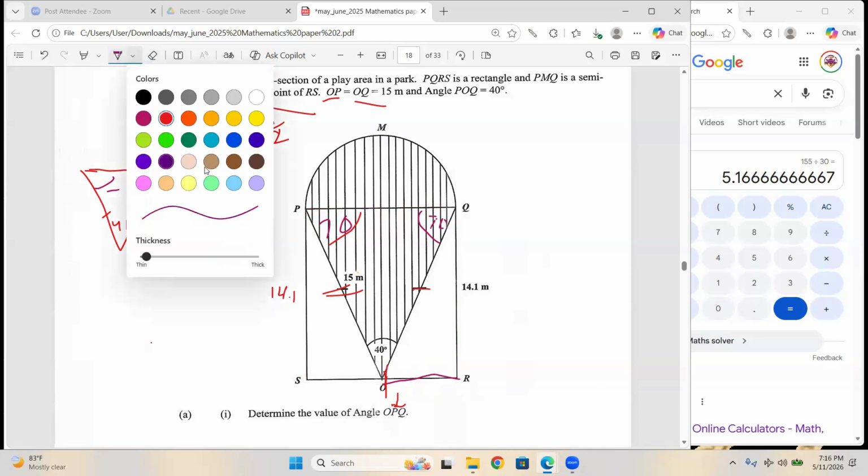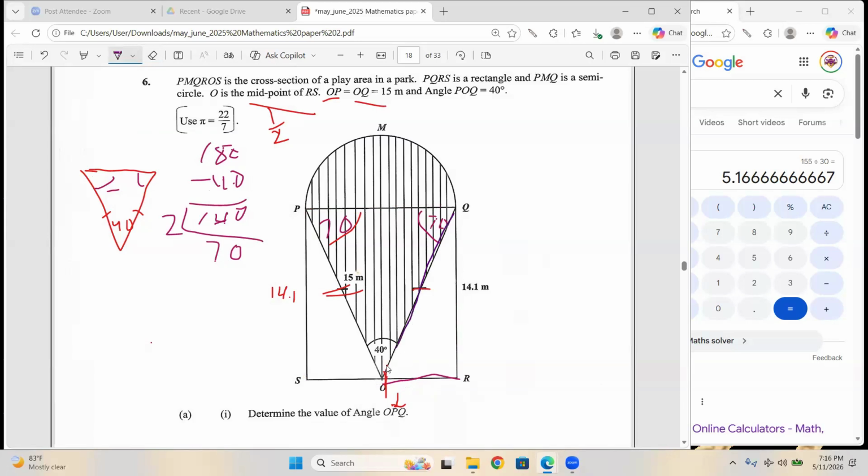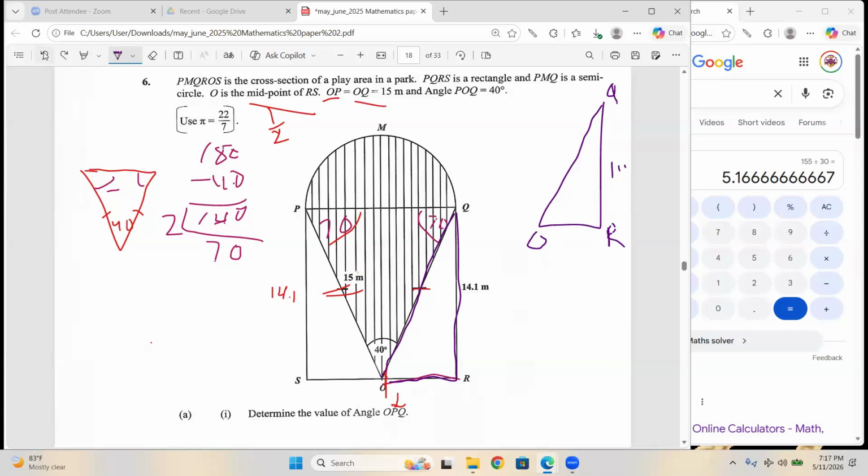So I'm looking now at, hold on. That's the thing with these questions, right? That's why the more shapes you know, the easier it'll be. So I'm just doing a sketch here. We have Q, we have R, we have O, we have 14. Oh my, I think I ran out of space there. Yes. 14.1. We need to find this side.